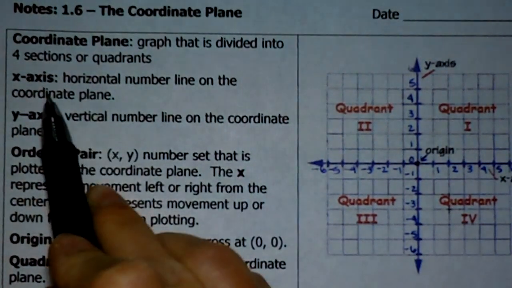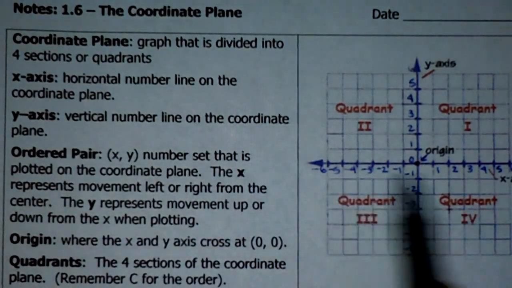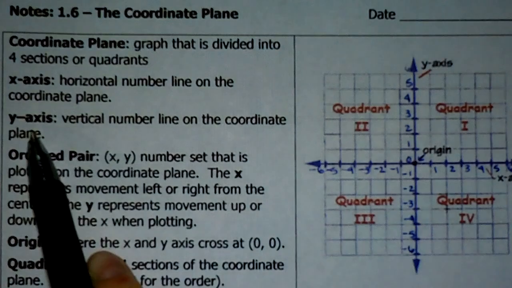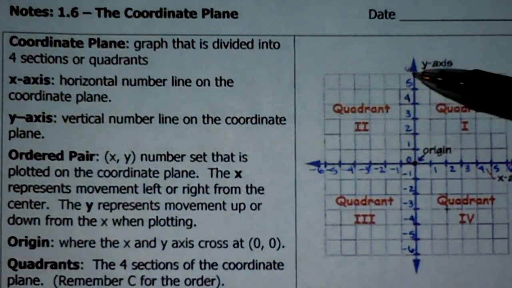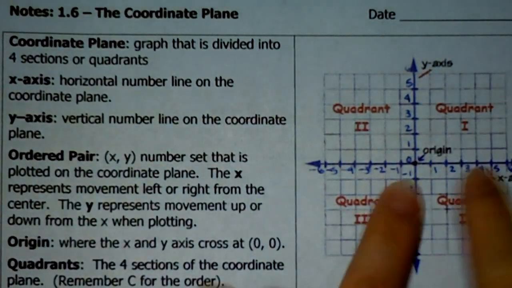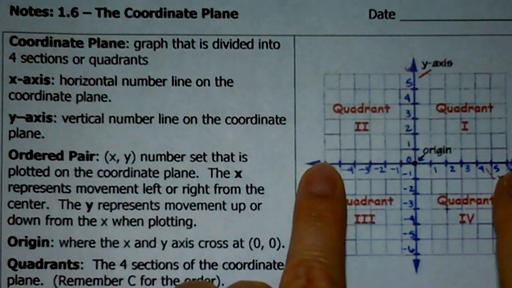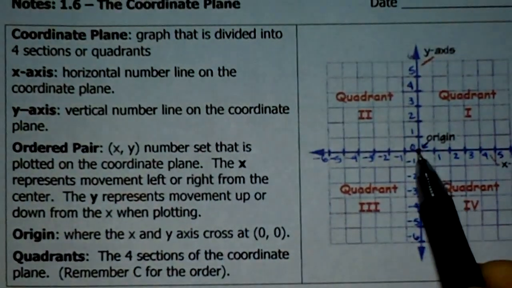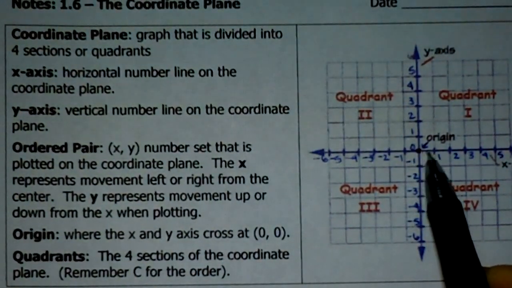We have an x-axis, which is the horizontal number line, the one that you're used to seeing across the board. And then we have the y-axis. This is the vertical number line. It's kind of like you're taking your x-axis, the number line you're used to, and just turning it around, and that's your y-axis.